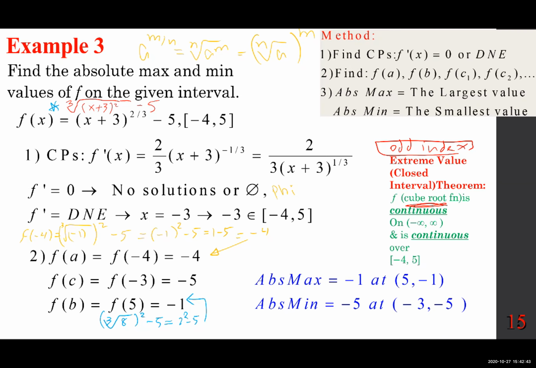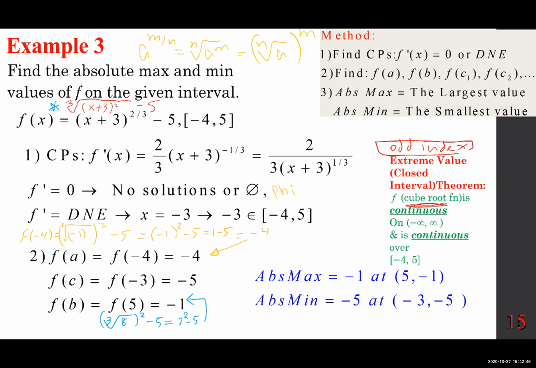And the writing is very straightforward, class. Absolute max equals negative 1 at (5, negative 1). And absolute min is negative 5 at (negative 3, negative 5). Okay. I showed you how to evaluate this. This is elementary algebra. You should have no problem with that, but just in case. So I hope everybody's comfortable with that. All right, we can move on to the next question.